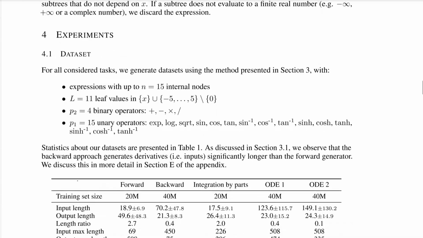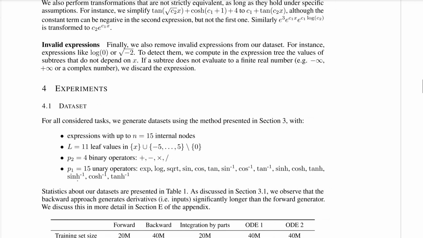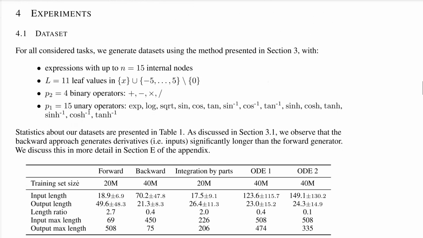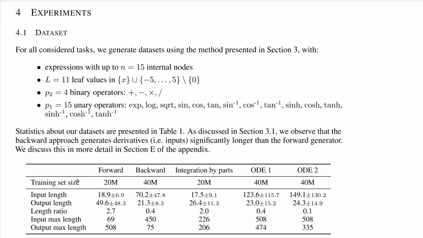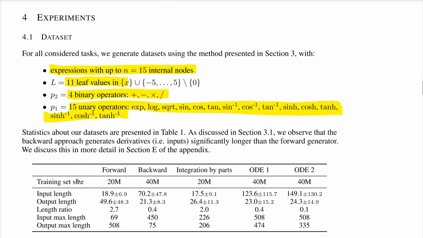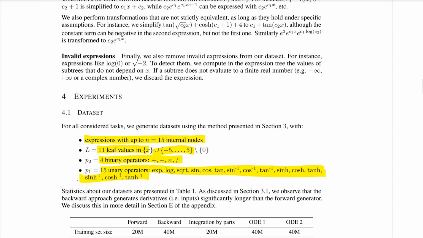It is very good work, but they do evaluate on expressions that fit into their data set. So here in their data set, they say, okay, we evaluate expressions with up to 15 internal nodes, 11 leaf values for these 4 binary operators, then these 15 unary operators. So the expressions that they train on fall into this data set, right? Also just numbers from -5 to 5. So it is kind of to be expected that a system that is trained on these things would perform very well on these things, as opposed to Mathematica, that is a general purpose tool.